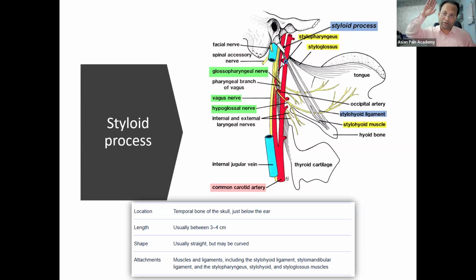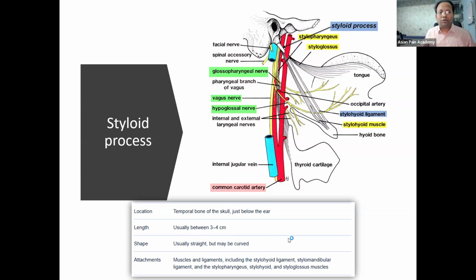So remember this anatomy from one side, superficially. Superficially it is the styloid process, bone, and then it is the nerves. Of course, nerves are around the vessels, but the vessel is a bit deeper. Vessel means the internal carotid artery.